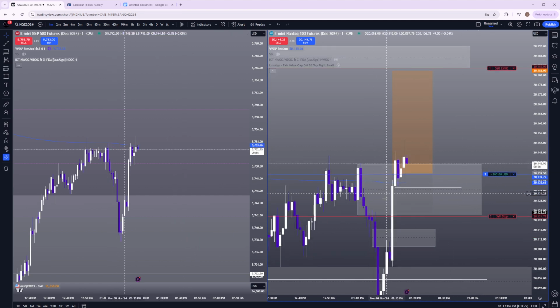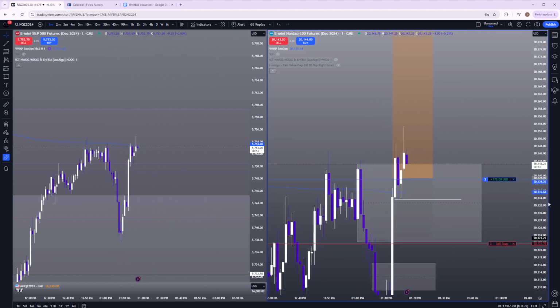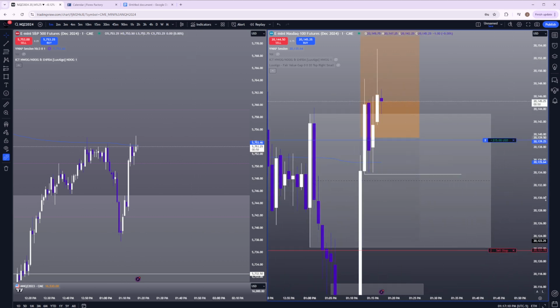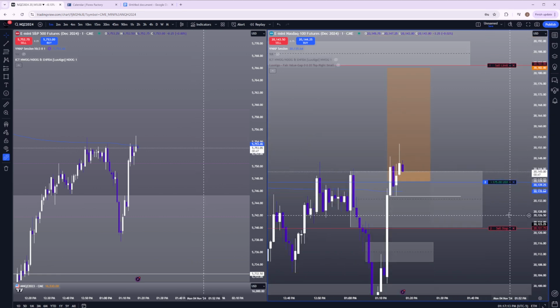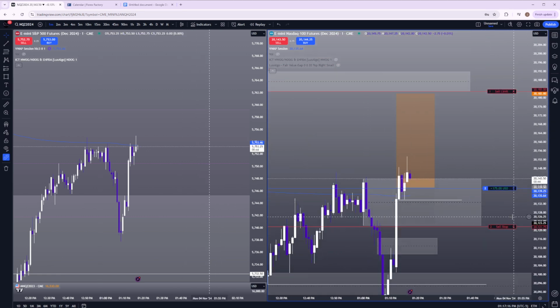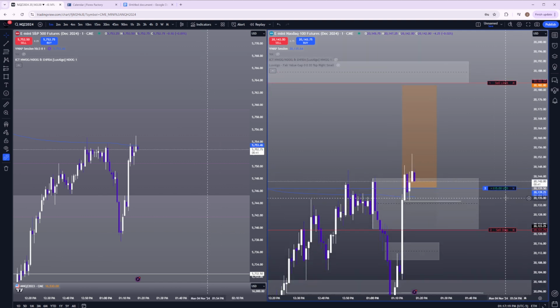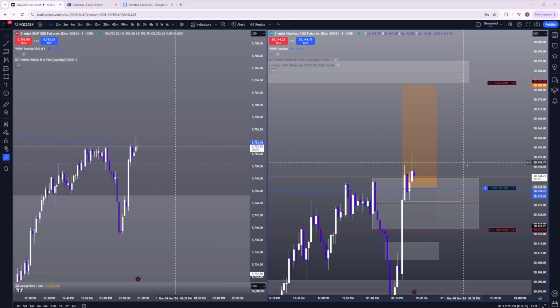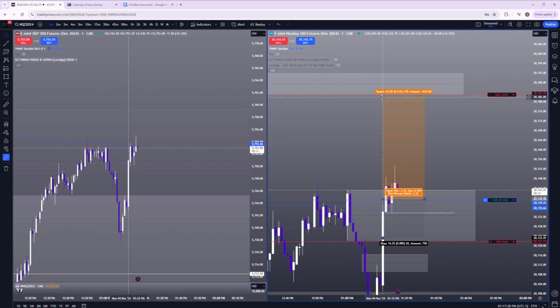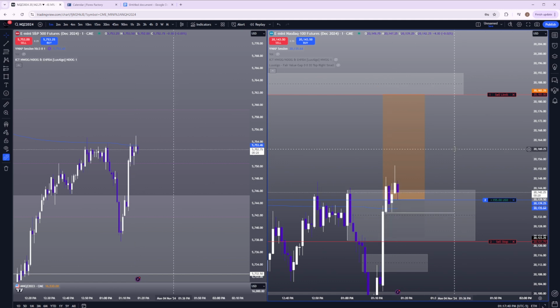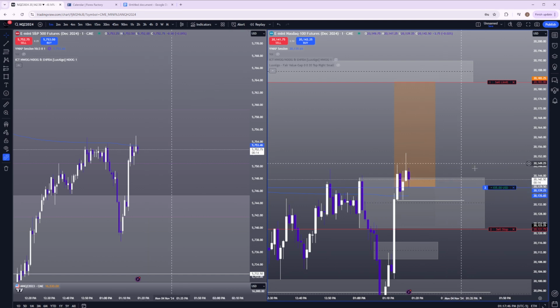I wouldn't be surprised if we did try to come into this 1 minute unicorn one more time. We haven't technically tapped into the unicorn yet, so I wouldn't be surprised if we do try to tap into it here. All right, but I'm looking for about 174 ticks for a first TP here. So I'm looking for about a 1 to 2.7. And as we start pumping, I'll start trailing my stop. We should really start pumping from here, guys.